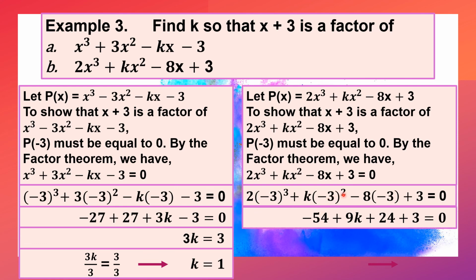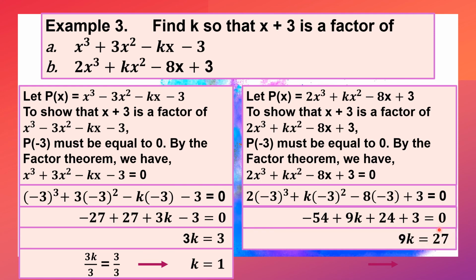Negative 3 squared is positive 9. 9 times positive k is positive 9k. Negative 8 times negative 3 is positive 24. Plus 3 equals 0. So, solving for k now, we have negative 54 plus 24 plus 3 is equal to negative 27. We need to transpose it to the other side, so the negative 27 became positive 27.